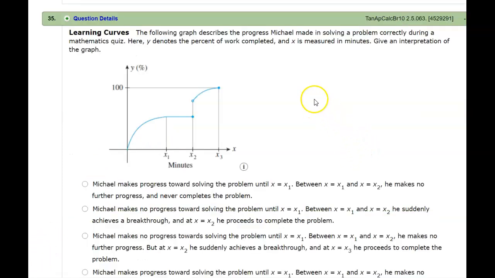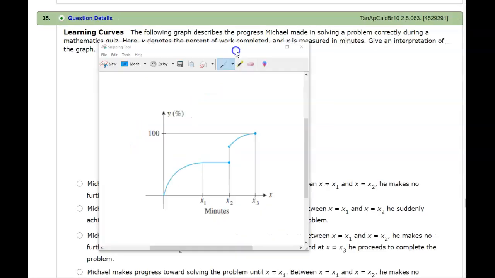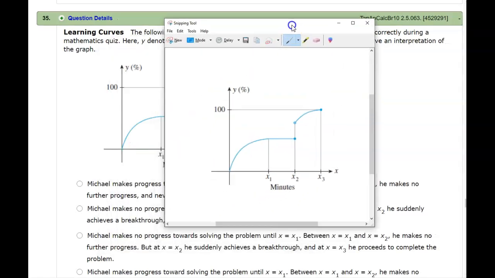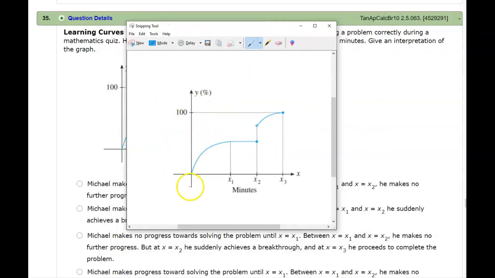Number 35 says that Michael is solving problems correctly during a mathematics quiz, and y denotes the percent of the work completed, x is measured in minutes. Give an interpretation of the graph. So, as Michael starts the quiz, it looks like he picks up the pace pretty well and he's doing pretty well. And right in here, it looks like he slowed down really badly and actually stopped working for a while. So for a few minutes, he stopped working.